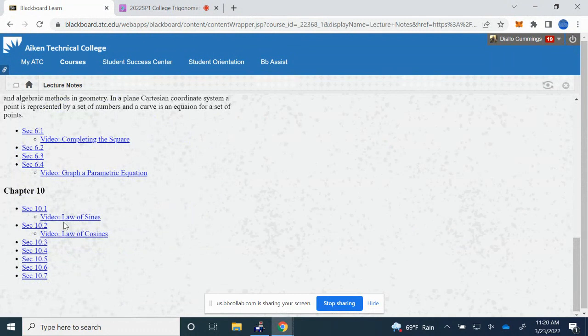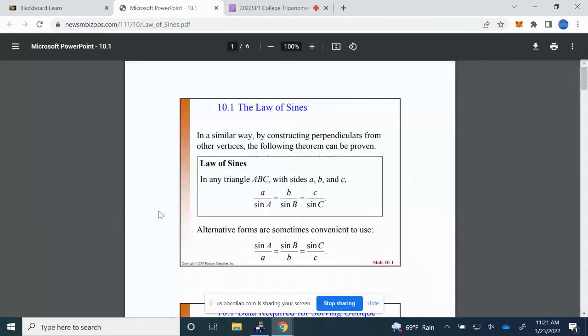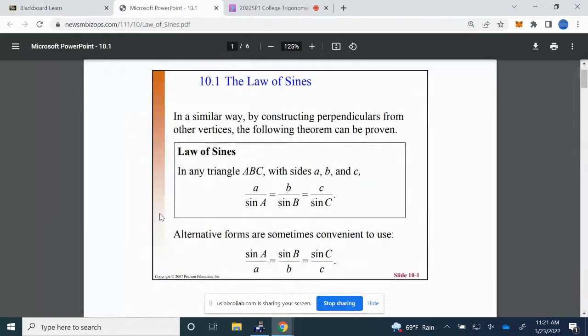This is chapter 10, but here again, this was taken from a different textbook. There are also a couple of videos you may or may not want to take a look at. Here's a video for the law of sines, which we're going to discuss today. And then there's another video for the law of cosines. But I'm going to bring up section 10.1, and it deals with the law of sines.